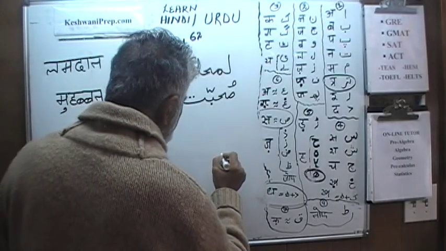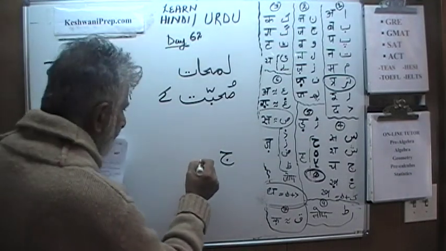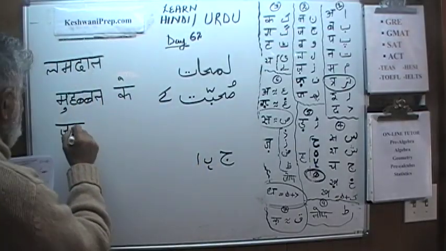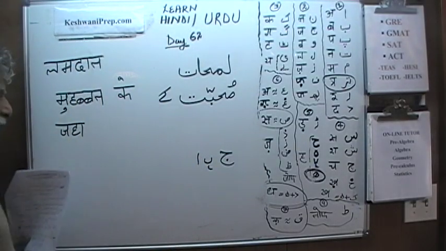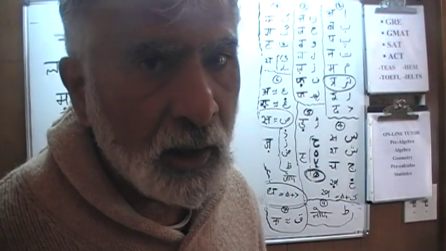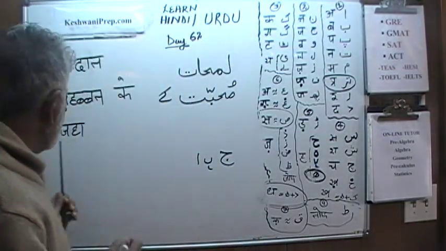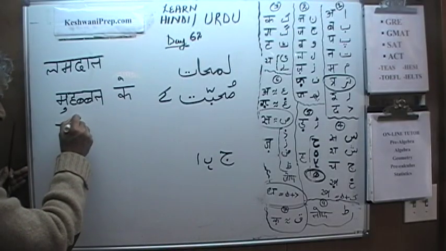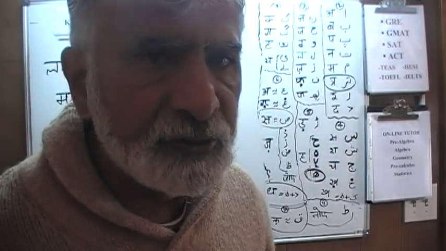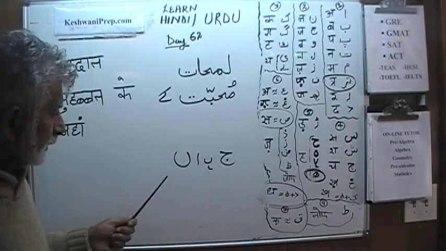The next letter is jahan, ja, and then ha and alif. So far what is written here, it says jaha. We don't need jaha, we need jahan. Jahan requires nasalized n sound at the end, and we do that in Hindi by putting a dot on top of it. So now it no longer reads jaha, it reads jahan. And in Urdu, we would use what is known as nungunna.